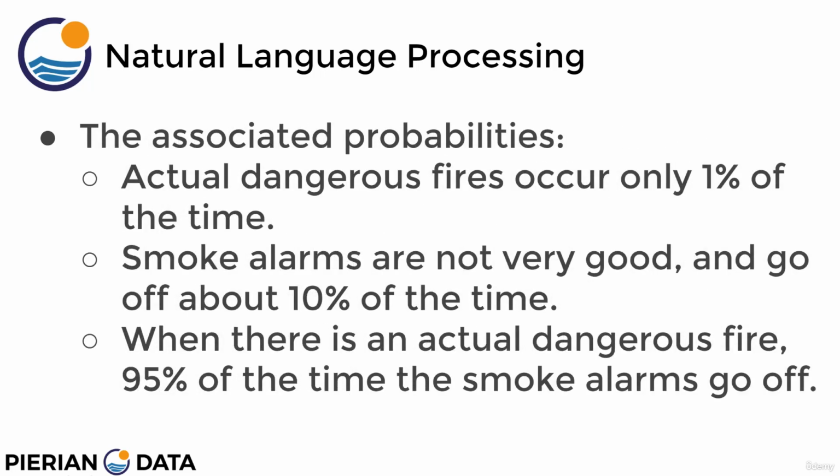We have the associated probabilities, and these are the three key components that we're going to convert into probability events and plug into Bayes' theorem. The first is that actual dangerous fires occur only 1% of the time. The smoke alarms are not very good, and they go off about 10% of the time. When there is an actual dangerous fire, 95% of those times the smoke alarms go off. Probably the key one to note is that last one. When there actually is a dangerous fire, 95% of the time the smoke alarms go off, which technically means that when there actually is a dangerous fire, 5% of the time the smoke alarms do not go off for some reason.